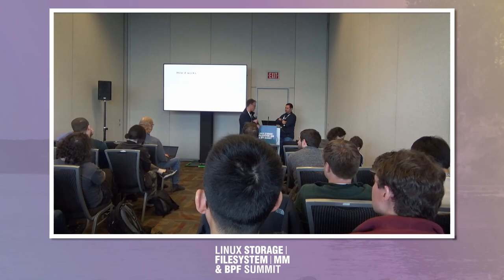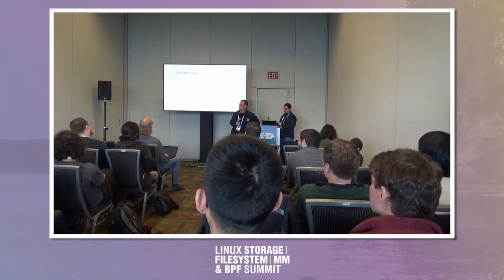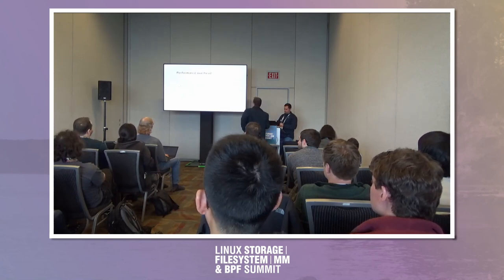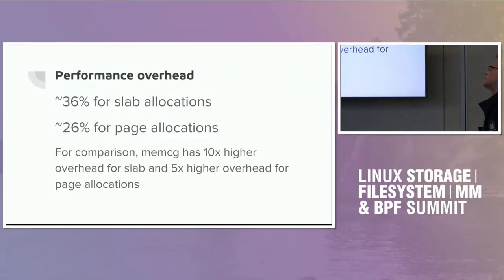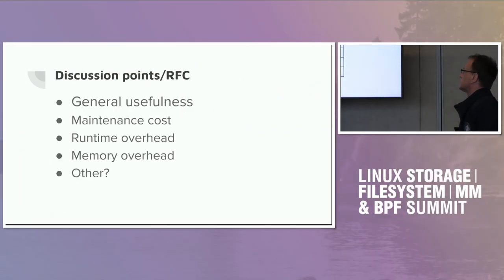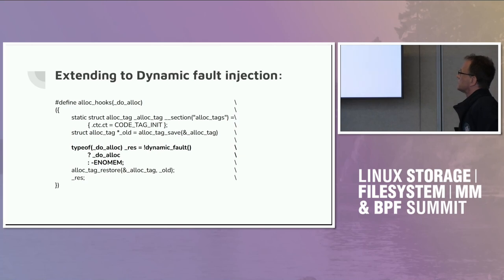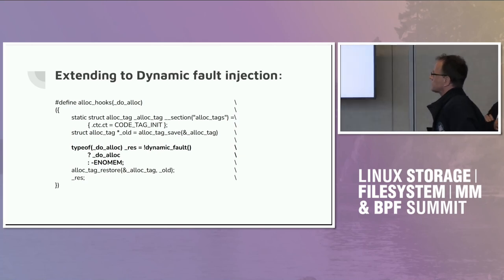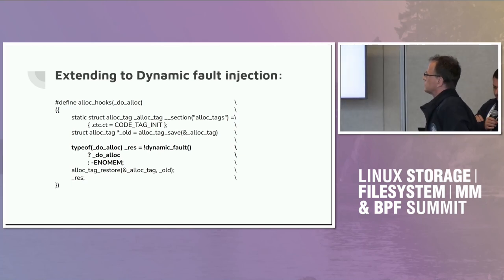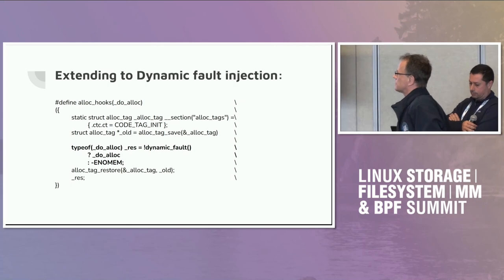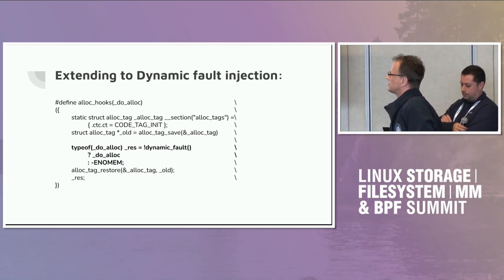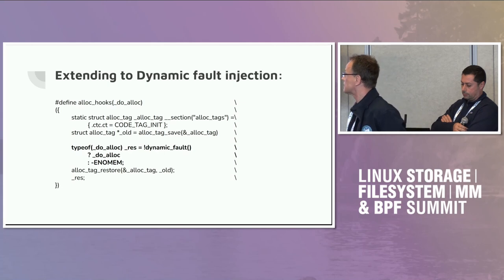If we could jump to the next slide too, there's also another whole code tagging. This one? Or the last slide. Oh, the last slide. The next thing to do with the allocooks macro. The allocooks macro isn't just for accounting. We've got better fault injection in the pipeline too.